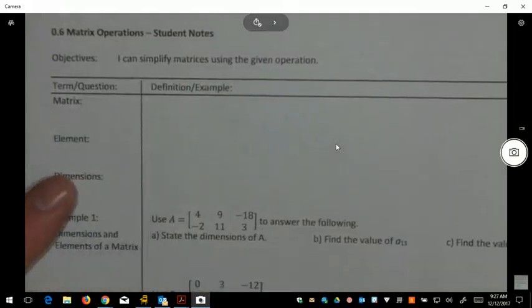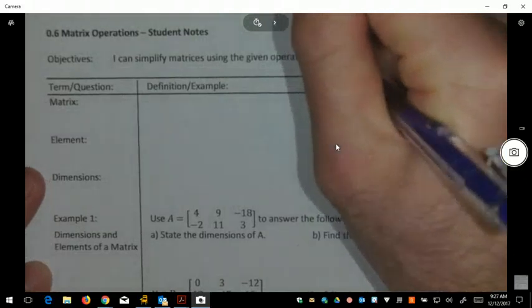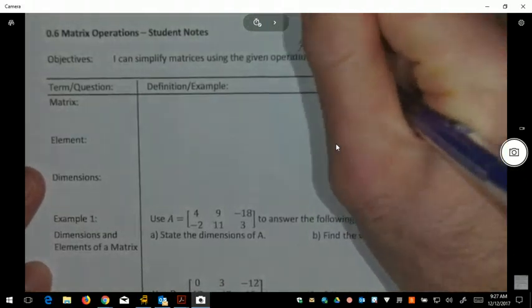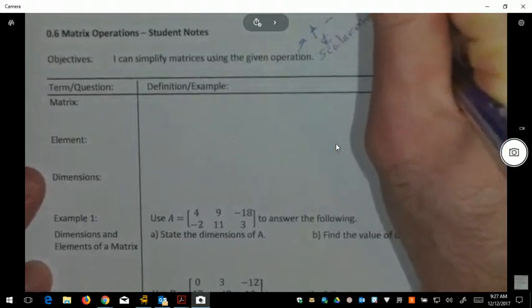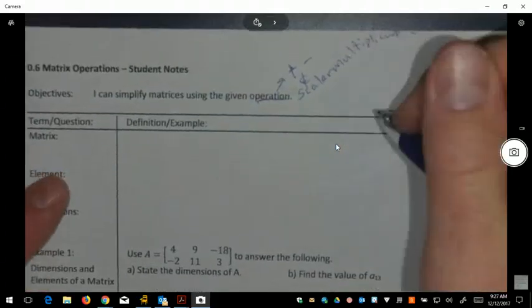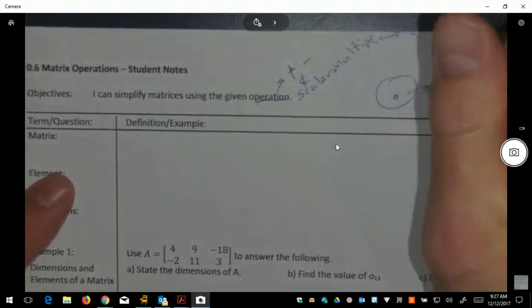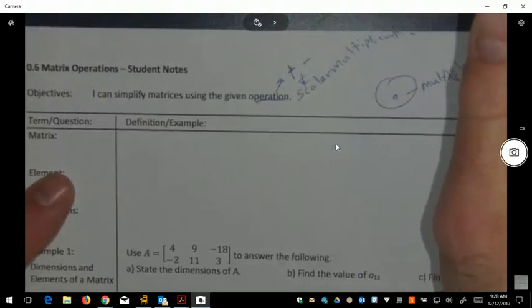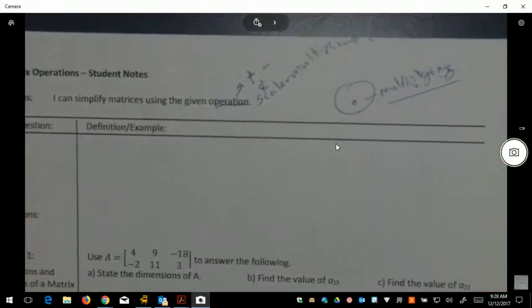6.6 matrix operations. The first thing we're looking at is that you can simplify matrices using the given operations. So we're going to first look at the basics of addition and subtraction and scalar multiplication. Those are the easy ones. And then the last one we're going to look at is multiplying matrices. That one's a little bit more challenging, but not bad once you figure out what the operations are that you're supposed to do to get the numbers.